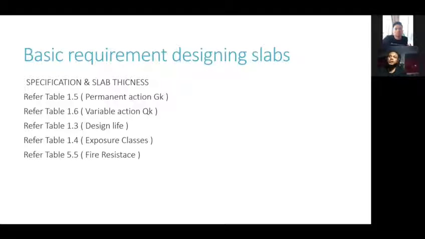Basic requirements for designing slab. Specification and slab thickness. You can refer to table 1.5 for permanent action Gk. Refer to table 1.6 for variable action Qk. Refer to table 1.3 for design life. Refer to table 1.4 for exposure classes. And the last one, you can refer to 5.5 for fire resistance.